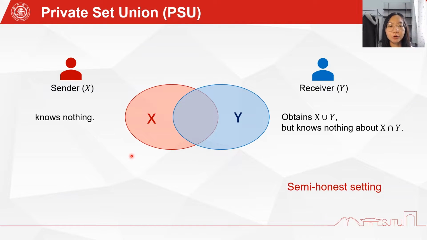Let's start by taking a look at what is PSU. There are a sender and a receiver holding a set X and a set Y respectively. After the execution, the sender knows nothing, while the receiver can obtain the union of the set X and set Y, but knows nothing about the intersection. More specifically, given an item yi, whether the item is in the intersection or the subtraction is not allowed to be known by the receiver. In our work, we focus on the semi-honest setting.